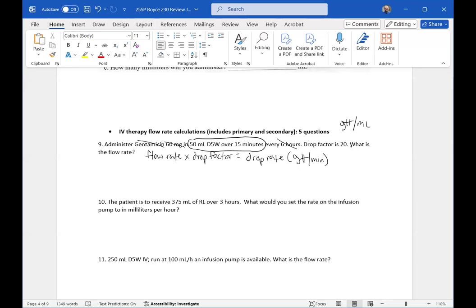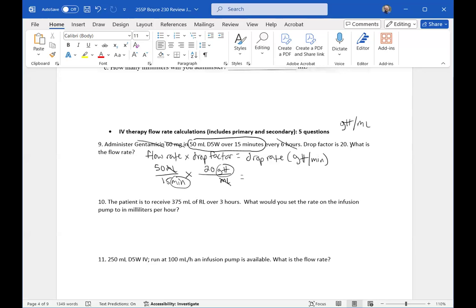So the flow rate, as listed, is 50 mL per 15 minutes. Then we're going to multiply by the drop factor, which is 20. Milliliters cancel out. We're left with drops per minute. So we're going to take 20 times 50, which gives me 1,000. I'm going to divide by 15. And I'm going to get 66.6 repeating.